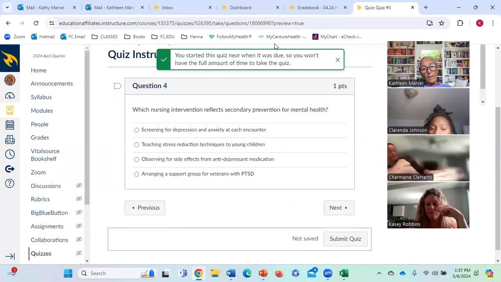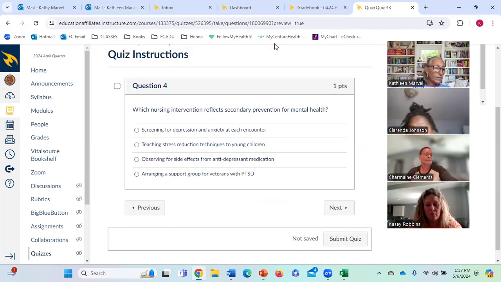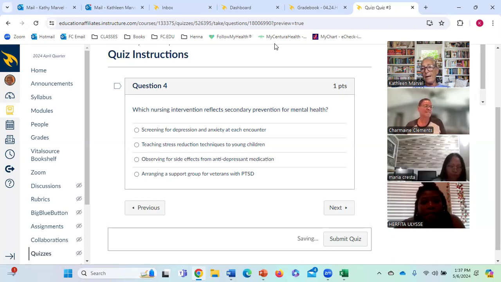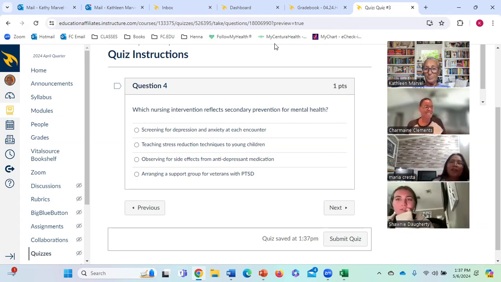Okay, which nursing intervention reflects secondary prevention for mental health? What's the right answer here? A. Screening. Everybody get that? Hopefully everybody got this one right. What is B? Primary. It doesn't say that they have something yet. So we're going to proactively teach them stress reduction techniques. That sounds like a pretty good plan, doesn't it?